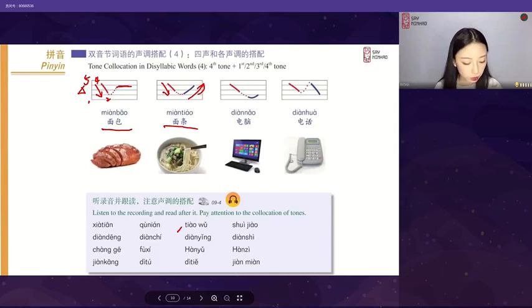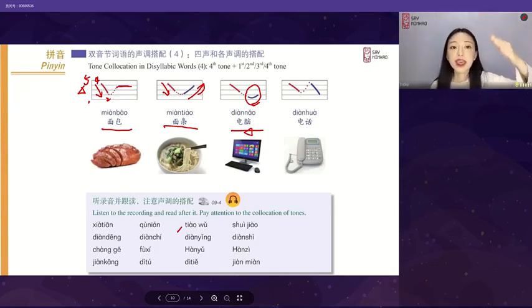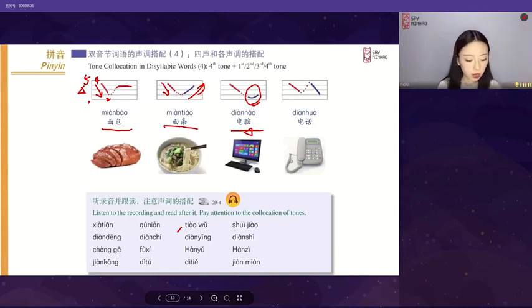Now next one, we should pay attention to it because there is a third tone. Let's see, the third tone is a half third tone as usual. So read after me. 电脑, okay? Read after me. 电脑, okay? 电脑. Last one is 电话.